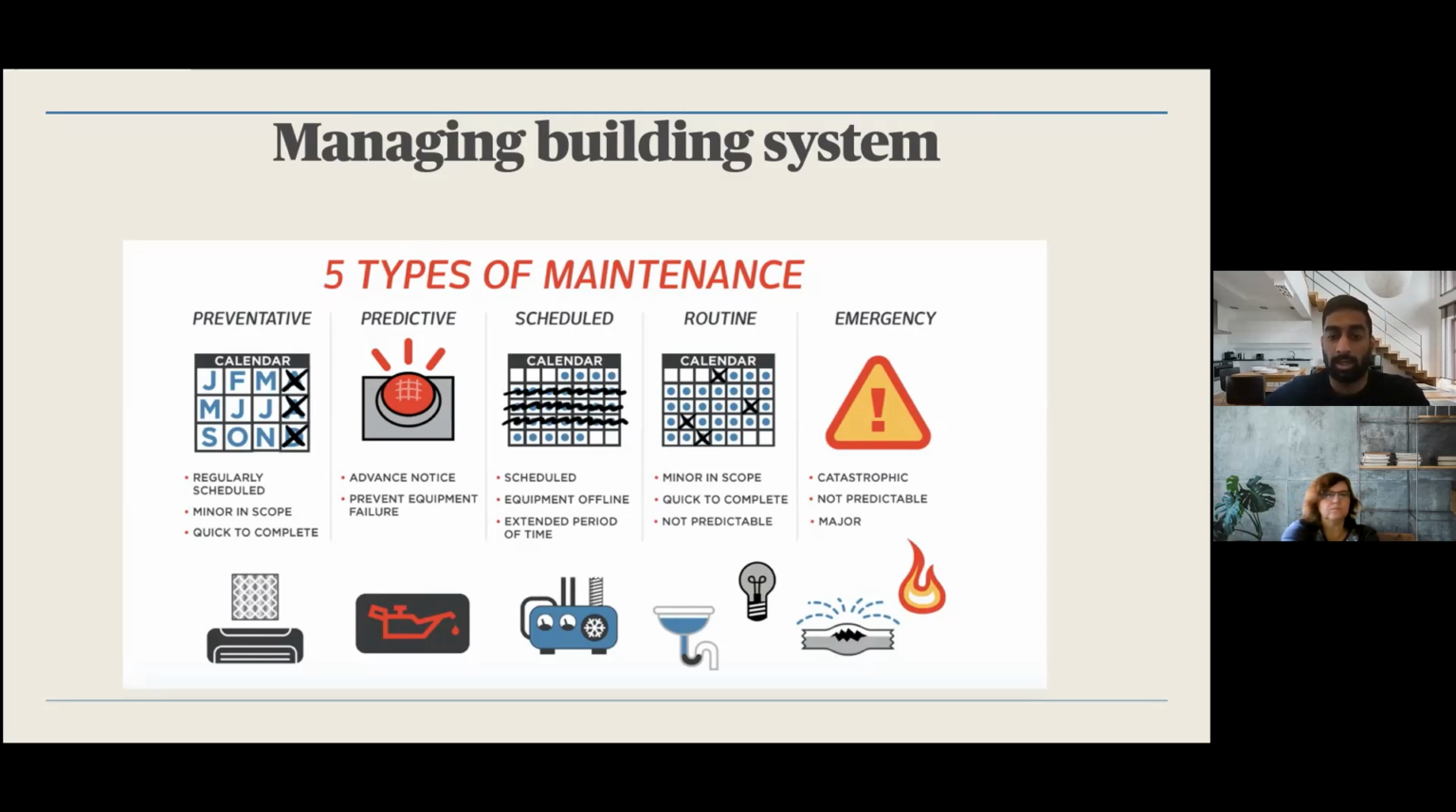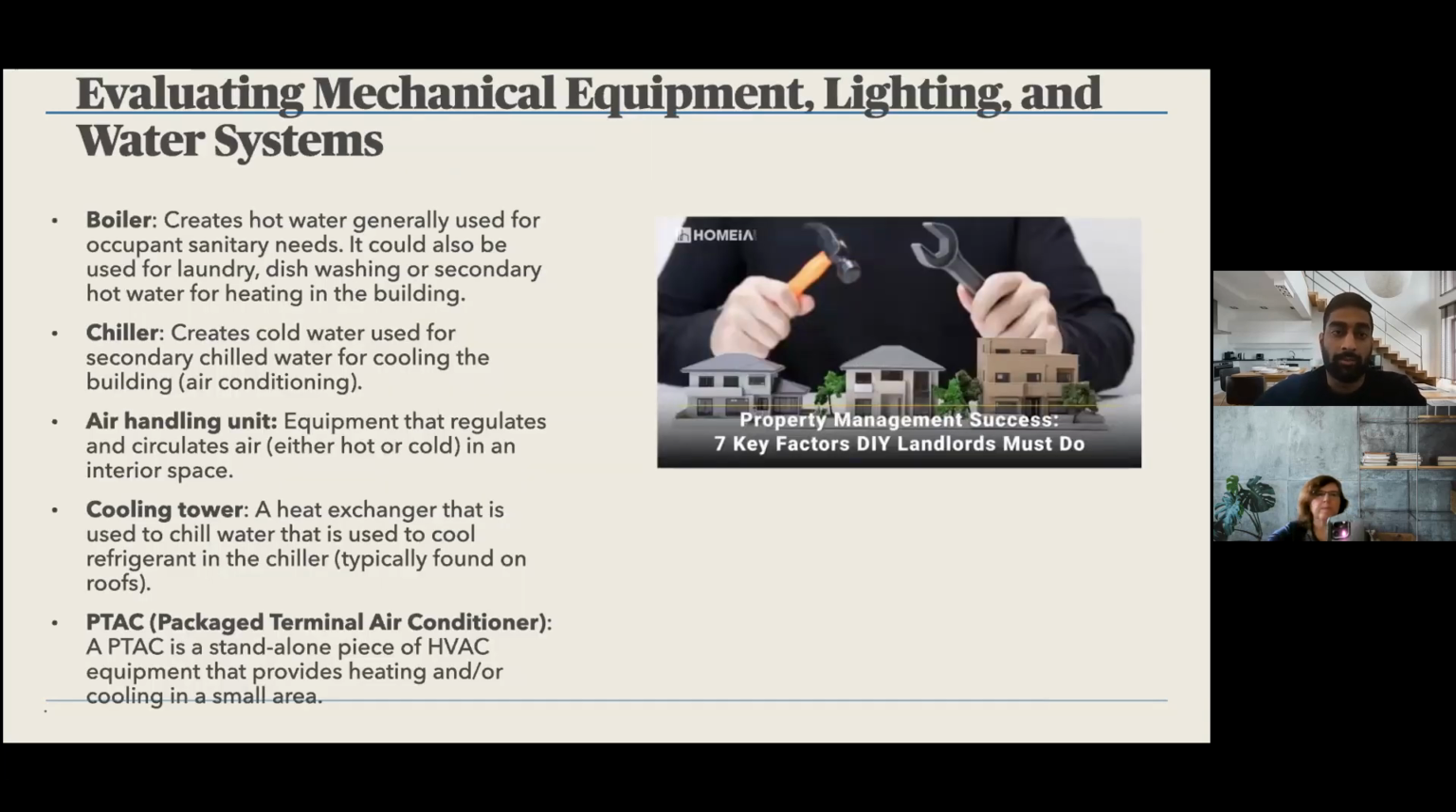Scheduled is again to make sure that the equipment is at peak efficiency. Routines are like changing of bulbs, checking of the pipes, and emergency can be a fire or a pipe bursting. So in a nutshell, all these five maintenance routines have to be followed to make sure the building is at peak efficiency.